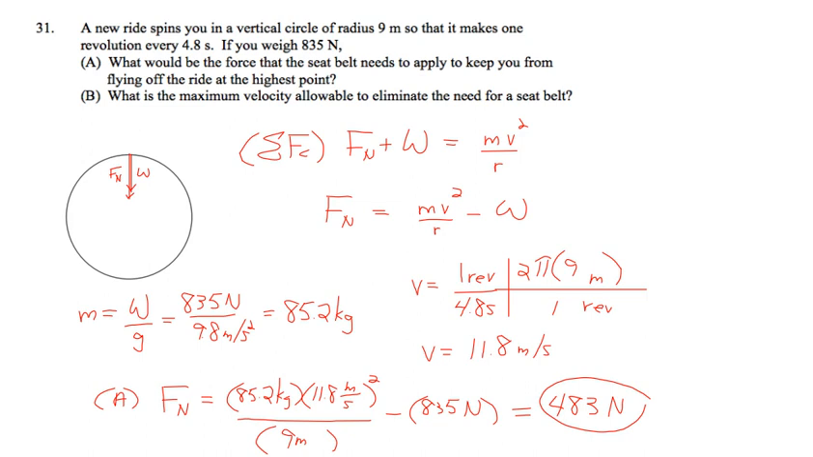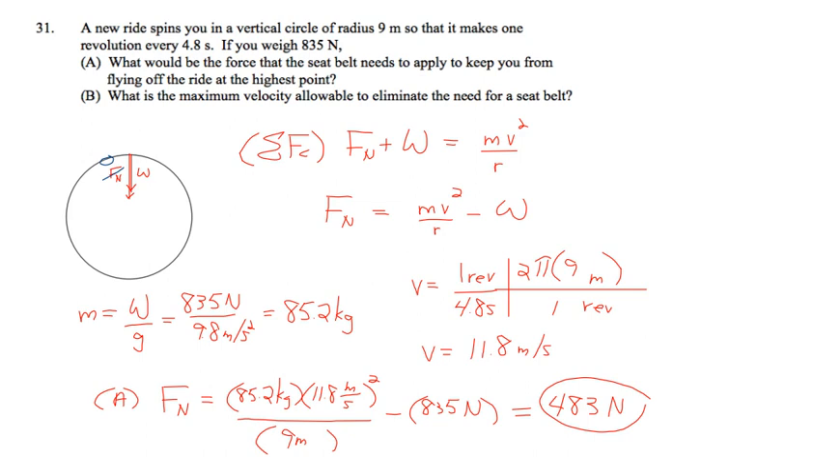So to eliminate the need for a seatbelt, I'm going to do it in a different color since I'm doing part B, but I'm going to make this 0 because that's the maximum velocity allowable to eliminate the need. If I go any faster than the maximum, then I need a seatbelt. So if the only force changing the direction is my weight, then that's going to be my maximum allowable.